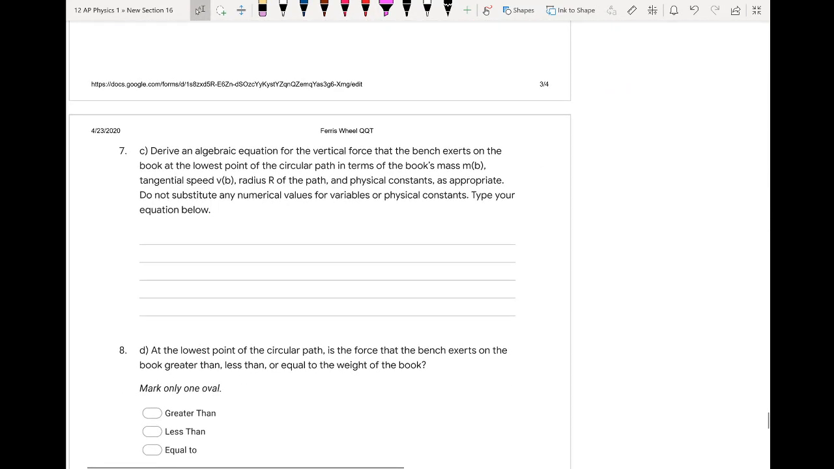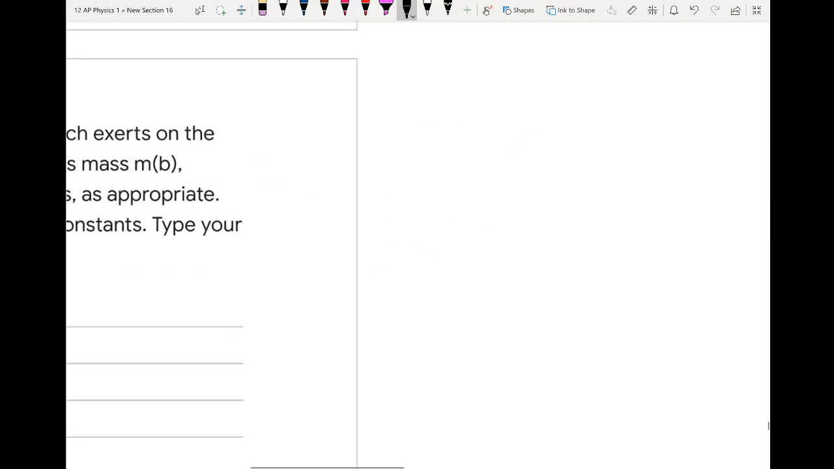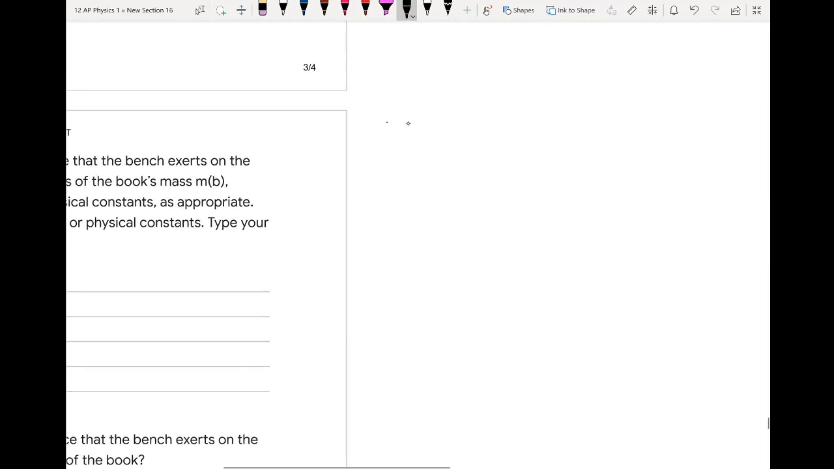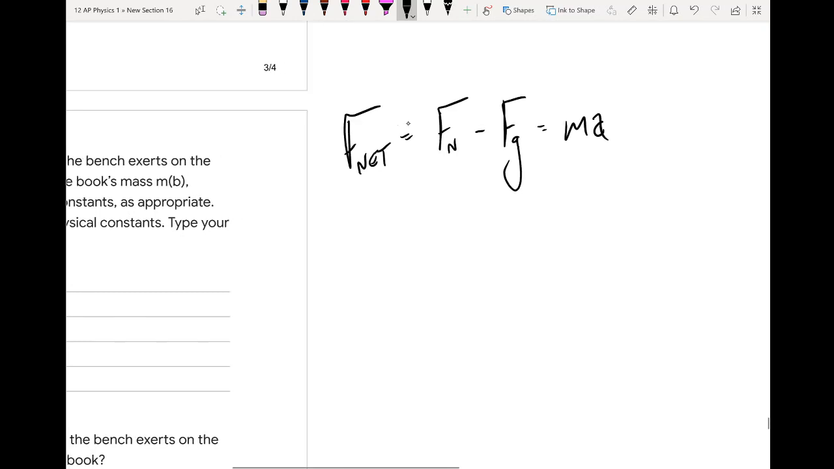Derive an algebraic expression for the vertical force that the bench exerts on the book at the lowest point of the circular path in terms of the book's mass, tangential speed, radius r of the path, and physical constants as appropriate. And don't substitute any numbers in because we got numbers earlier. So we can use our equation and our answer from up above and say our net force is made up of a positive normal force pointing inwards towards the middle of our circle and a negative gravitational force. And we know that the net force equals mass times acceleration.